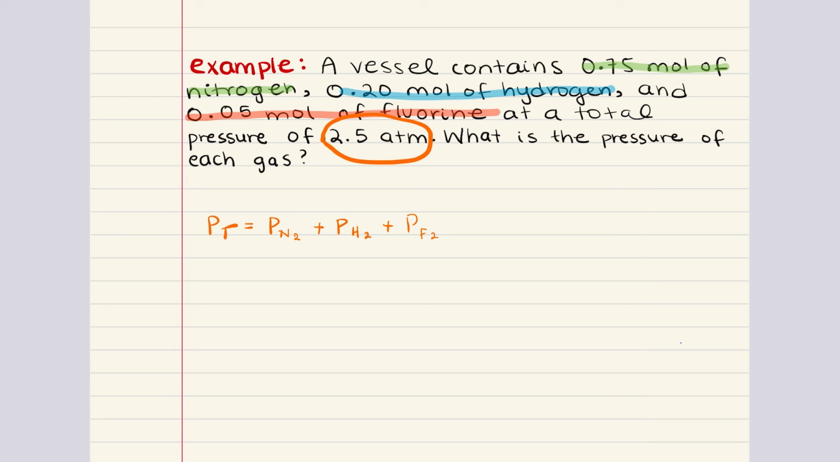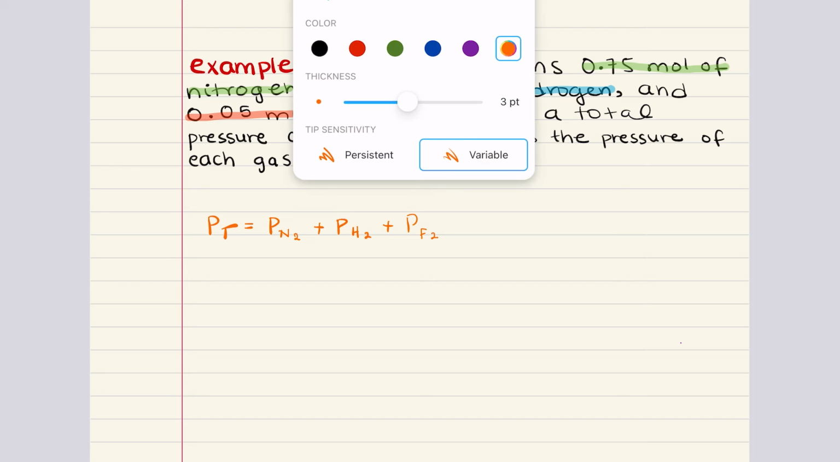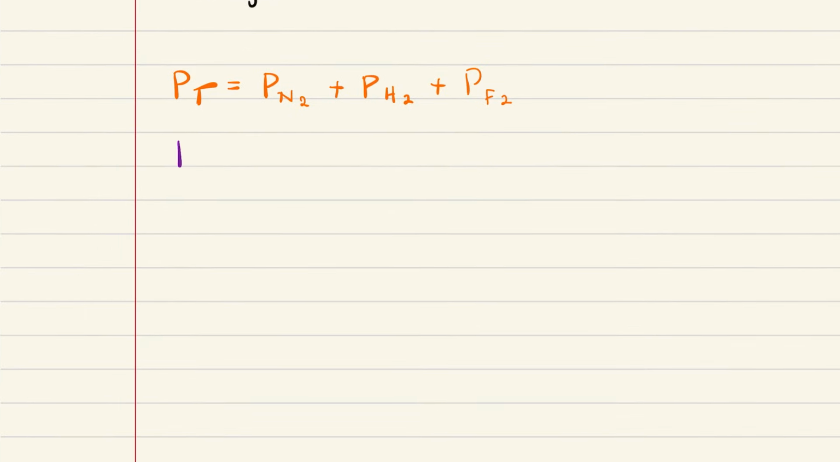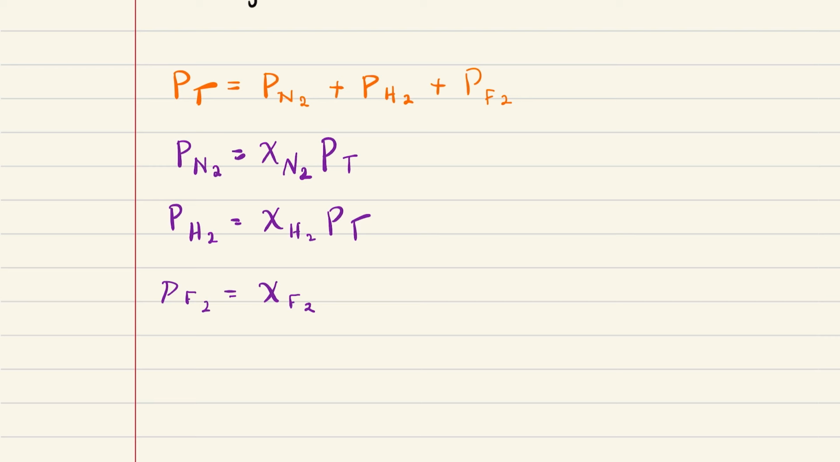Now, what we're trying to figure out is the pressure of each gas. Do we have an expression that can help us calculate the partial pressure of each of these gases? The answer is yes. If we want to figure out the partial pressure of nitrogen gas, that's going to be equal to the mole fraction of nitrogen gas multiplied by the total pressure. If we want to figure out the partial pressure for hydrogen gas, this is equal to the mole fraction of hydrogen gas multiplied by the total pressure. And the same goes for fluorine gas. This is going to equal the mole fraction of fluorine gas multiplied by the total pressure.